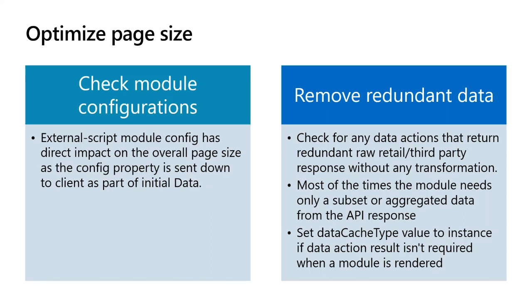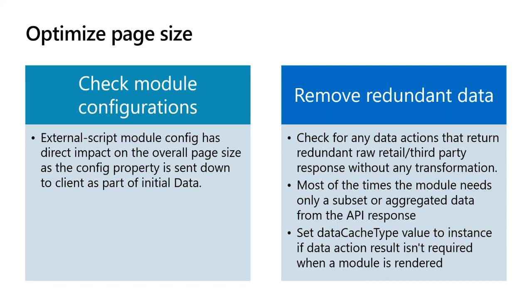The other factor which contributes to the page size are data actions that can return redundant raw retail third-party responses without any transformation. For example, if there is a retail API which returns a huge JSON response, most of it might not be used by the module. The module might be using just a subset of the data or aggregated information. If the data action returns the full data to the module, then that will also show up in the initial data and it will increase the payload size. For custom data actions, look at the implementation itself and see if the data can be transformed so that only the actual data that is used in the module is returned.